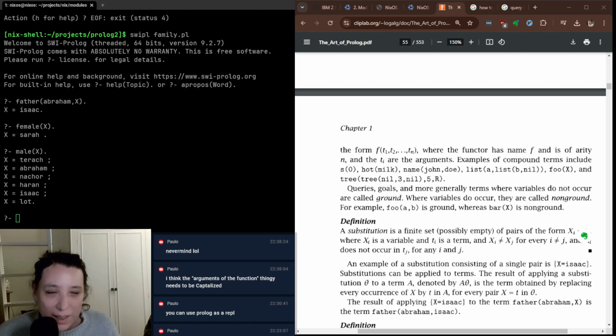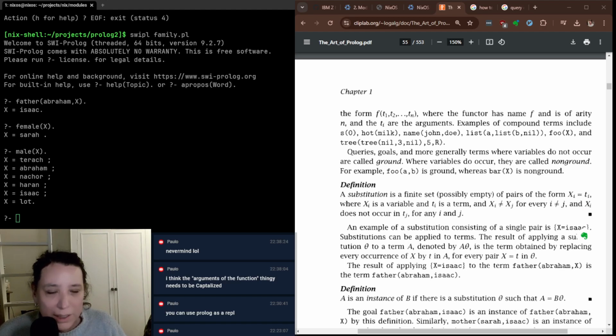Yeah, so this is very similar to Elixir and Erlang, where functions have arities and you refer to them by their arity. So you're like, oh, I'm looking for ID/3, which means I'm looking for the ID function that takes in 3 parameters. Examples of compound terms include s(0), hot(milk), etc.